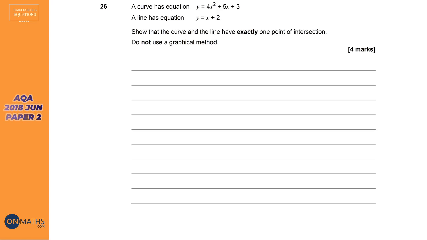Okay, moving on to our AQA question. Now, with this question, we've got a quadratic and we've got a linear equation, and we're asked to show that it only has one point of intersection, and we're told we can't use a graphical method.